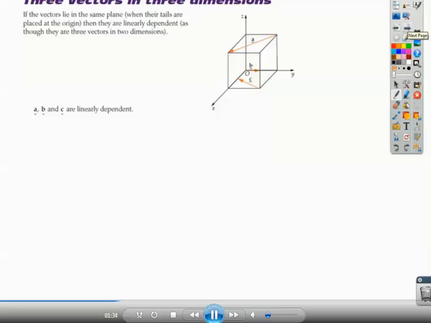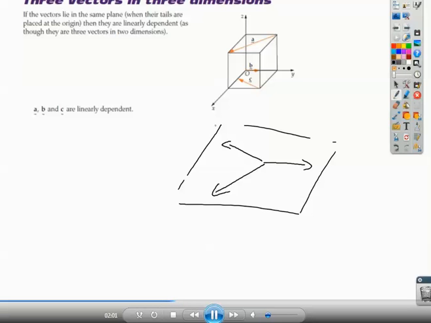The next situation is when we've got 3 vectors in 3 dimensions. So these 3 vectors, they all lie on the same plane. That is, if you put their tails together, placed at the origin, then they would all lie on the same plane. So have a look here, I'll put them all together, tails together, and they all lie on the one plane. So that means they're linearly dependent.